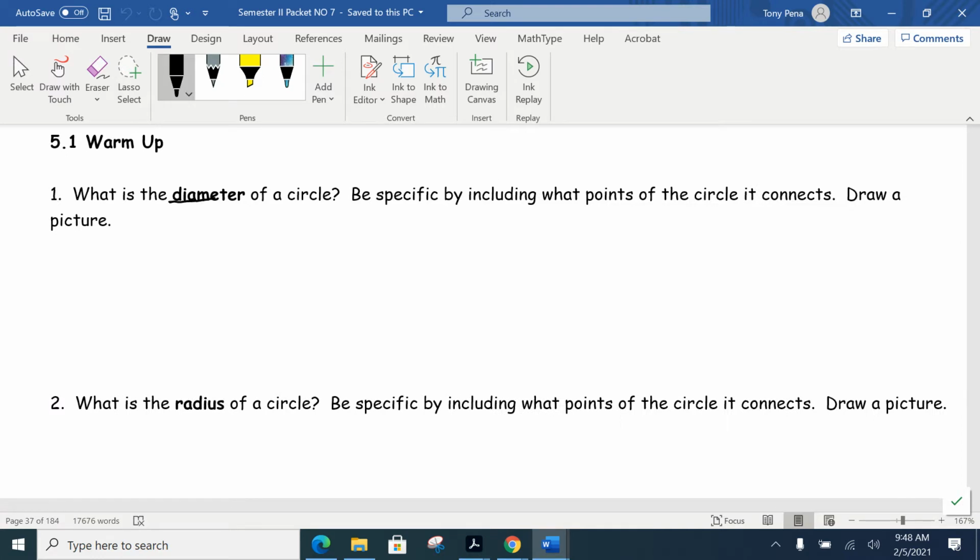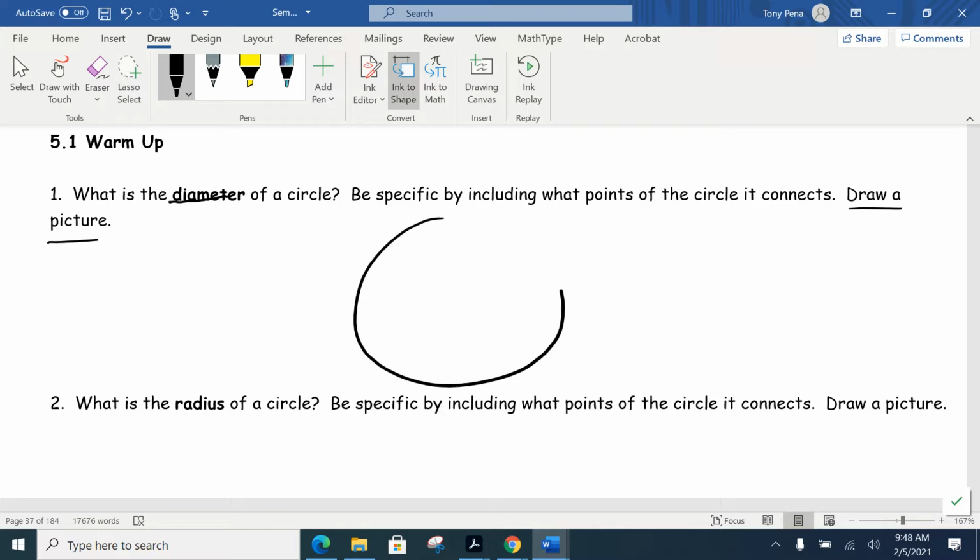If I ask you what is the diameter of a circle, it says be specific by including what points of the circle it connects, and then draw a picture. So let's start by drawing a circle. All right, so that's our circle. I want you to draw in what you think the diameter of the circle looks like. Where is it? What does it look like? All that good stuff that you probably know.